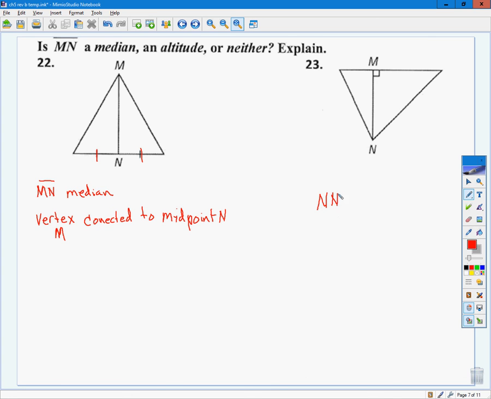And NM is an altitude. I can tell that it's an altitude because N is the vertex, and line NM is perpendicular to the opposite side. And I can tell it's perpendicular because they show that 90-degree angle. So NM is an altitude.